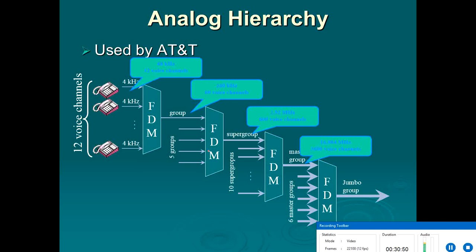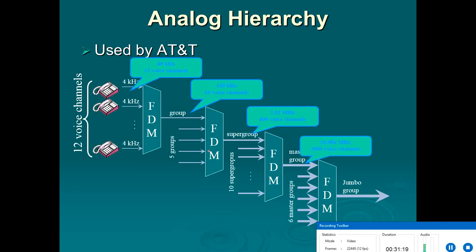Alright, analog signal hierarchy is used by AT&T. It's a long distance carrier system which is provided in the US and throughout the world to transmit voice band channels over high capacity transmission links. So the normal telephones that we use in our homes, and the links that are used in the transmission are coaxial cables or microwave systems.